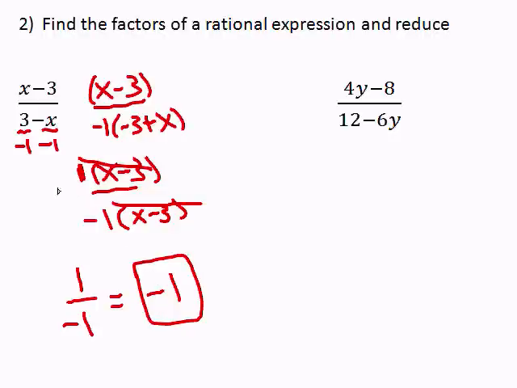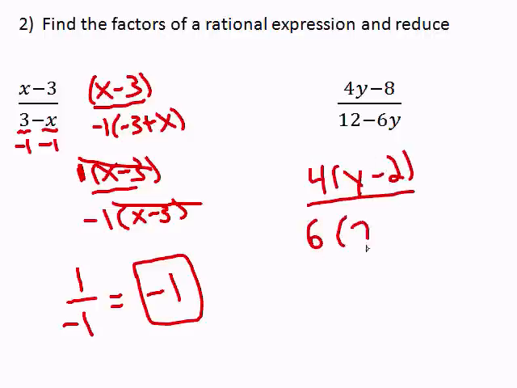If you want to, you can just memorize that if the expressions are almost the same, but the order's different, like x minus 3, 3 minus x, and they're separated by a minus sign, then you can just factor them out to get a negative 1. Let's use the second example to demonstrate that point. Top, they're divisible by 4, leaving us with y minus 2. The bottom is divisible by 6, leaving us with 2 minus y.